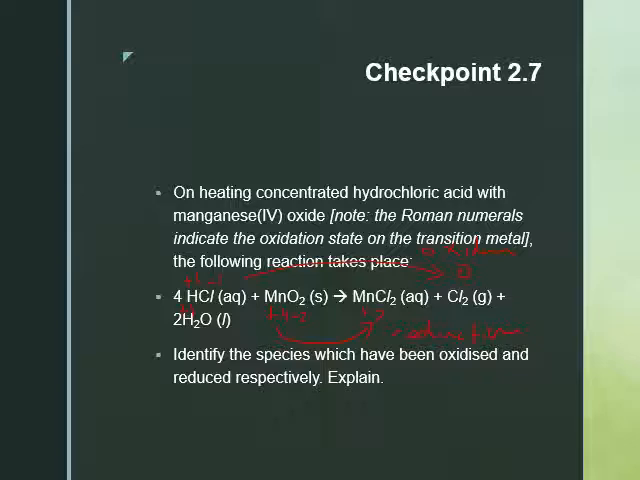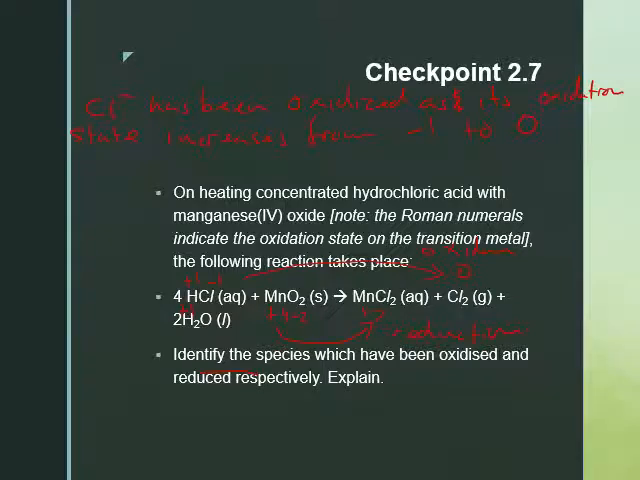But how are we going to write this out properly? First, we need to answer the first part, which is to identify the species. So we would say Cl- has been oxidized as its oxidation state increases from -1 to 0.